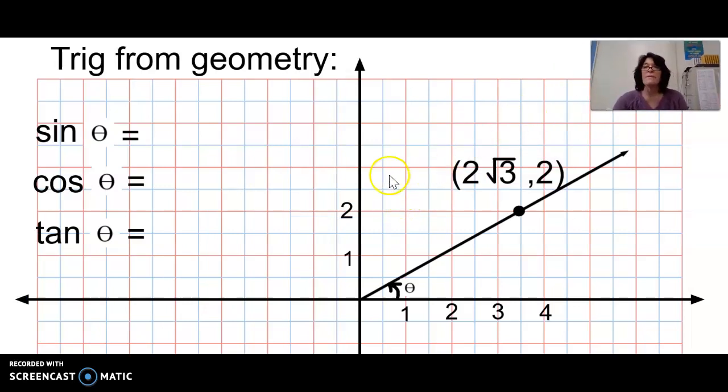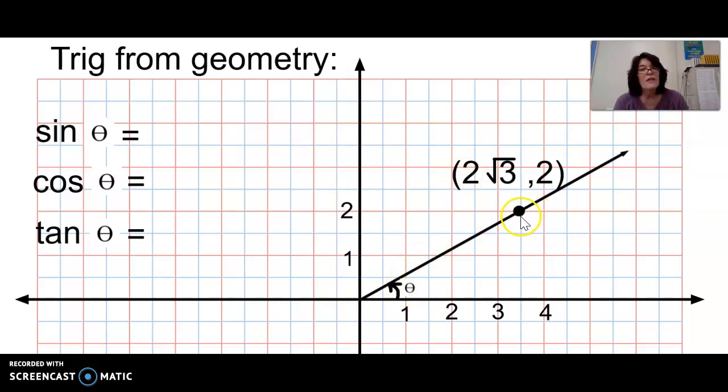Okay, so let's look at this line that goes through the point (2√3, 2). The x coordinate is 2√3, that's about 3.5-ish, and 2. This is some angle theta. I don't know what it is. It looks like it's maybe 30-ish degrees, but we're just going to call it theta.